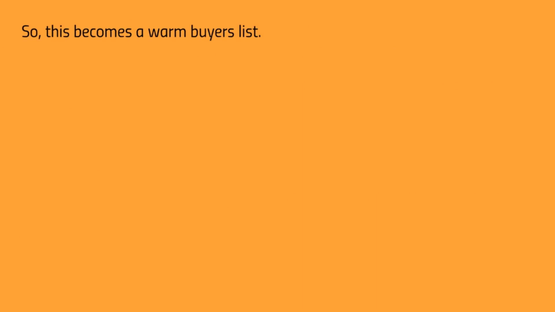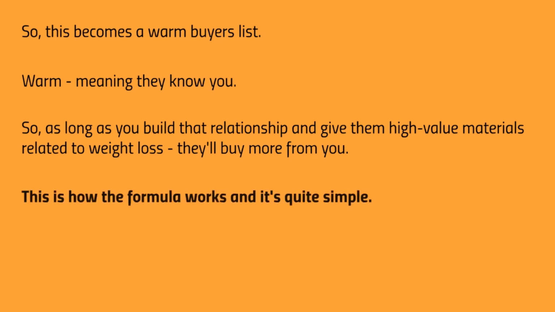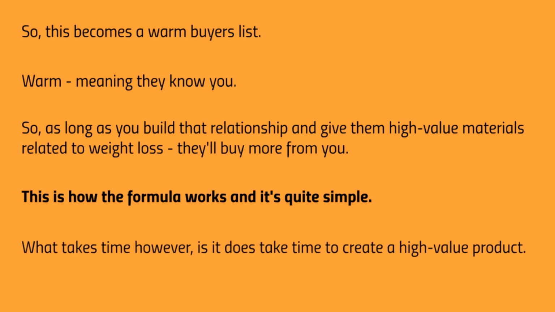A cold list means that they don't know you at all. They don't know who you are. They just subscribe to your list. They don't know what you can offer to them. With a warm list, they have that connection. They know you, basically. That's what that means. So as long as you build that relationship up and you constantly give them high value materials related to weight loss, they'll buy from you. And this is how the formula works. And it's very simple, as you can see.